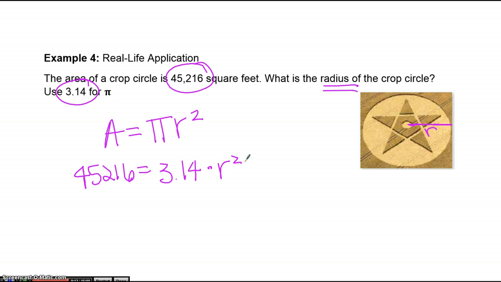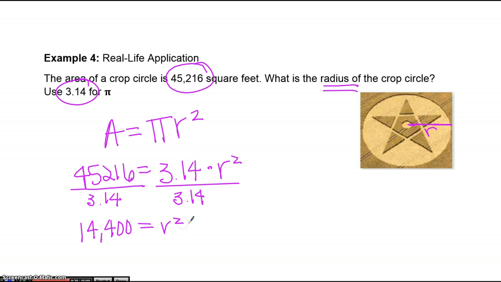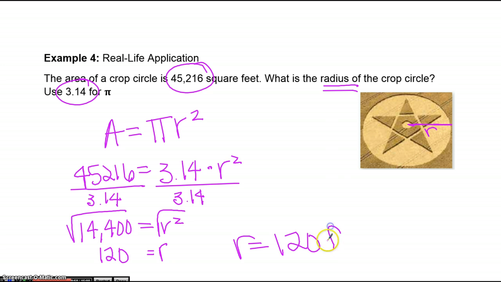Okay, so right here, I would divide both sides by 3.14 because I need to get my variable by itself. And when I do that, I get 14,400 equals r squared. Okay, so I have r squared. In order to get r, I need to take the square root of both sides, because that's the inverse operation. It's how I undo it. And if you take the square root of 14,400, I do not expect you to know this, but you can use your calculator, and you will get 120. So r is equal to 120 feet.